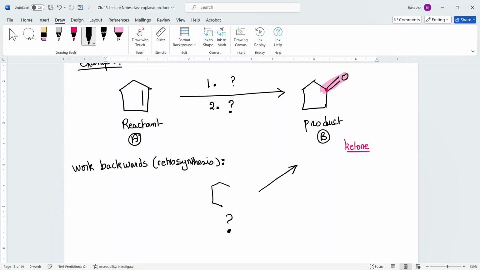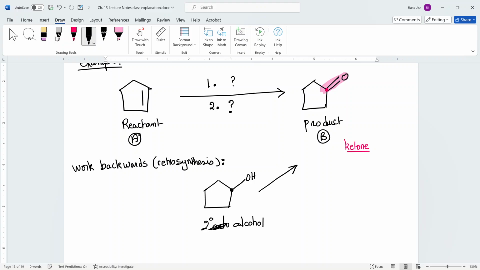So here you go. We have our reactant. This is a cyclopentane, not a cyclohexane. So that is a cyclopentane in there. And on that carbon, this is a secondary alcohol. So that one is my secondary alcohol in there.